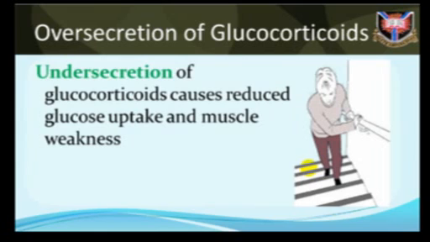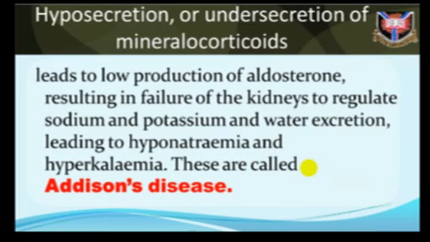Hyposecretion of mineralocorticoids leads to low production of aldosterone. This results in failure of the kidneys to regulate sodium, potassium and water excretion, leading to hyponatremia and hypokalemia. These are called Addison's disease.